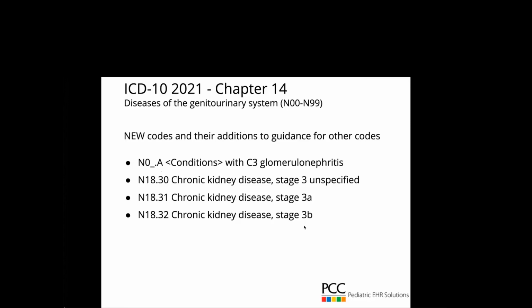So you're going to find a whole lot when you go to look at that tabular. If you've got patients that you need these codes for, you're going to find many, many conditions that now include options for involvement with that C3 glomerulonephritis. The N18.3 series is simply staged. So chronic kidney disease now has new codes that relate to the stage of disease. So stage 3 unspecified, stage 3A, and stage 3B have been added to the staging available for that condition.